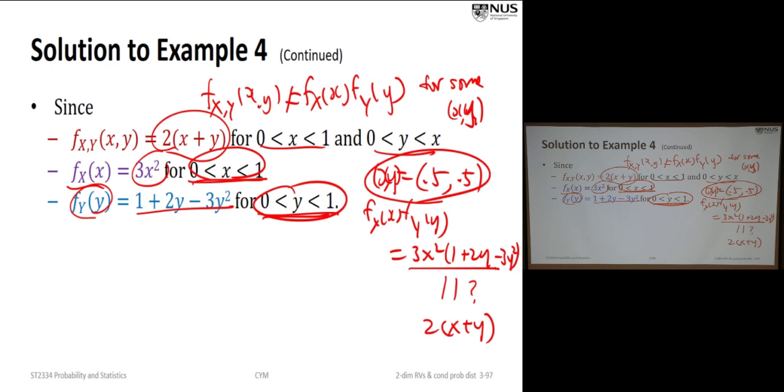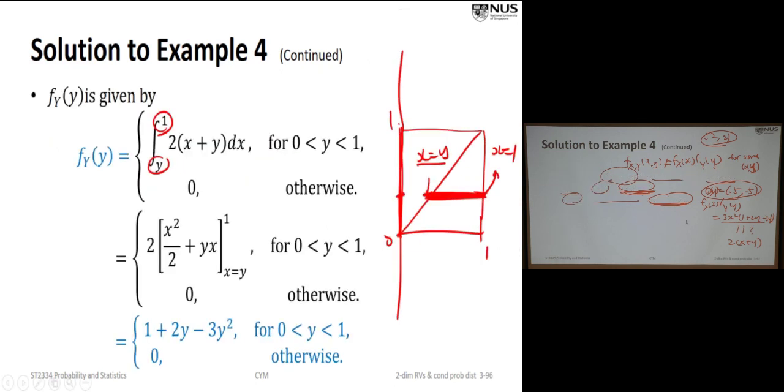This already shows it, but then I want to make it more concrete. I just take one point. Can I take the point 2, 2? Yes, but then it won't help, because at 2, what is f of x? It is outside this range, so it is 0. Therefore f of x is 0, f of y is 0, and f of x,y is also 0. So it does not help.